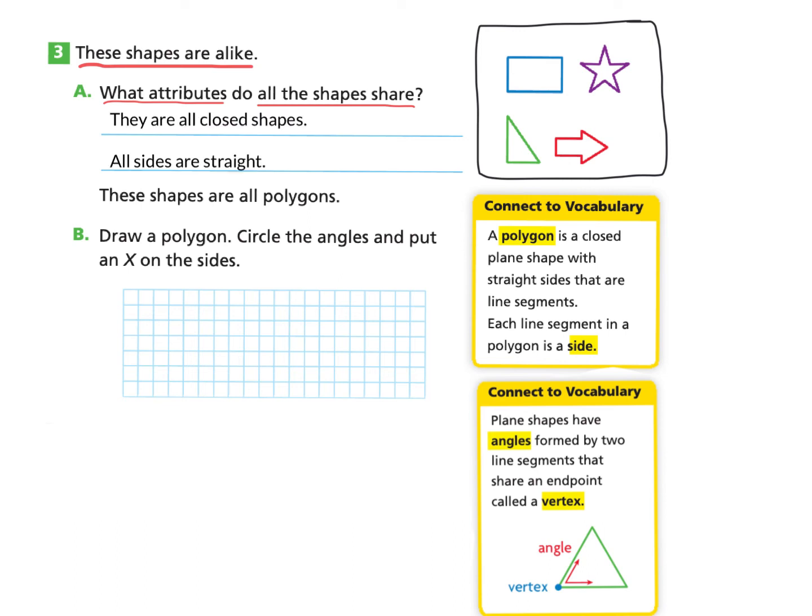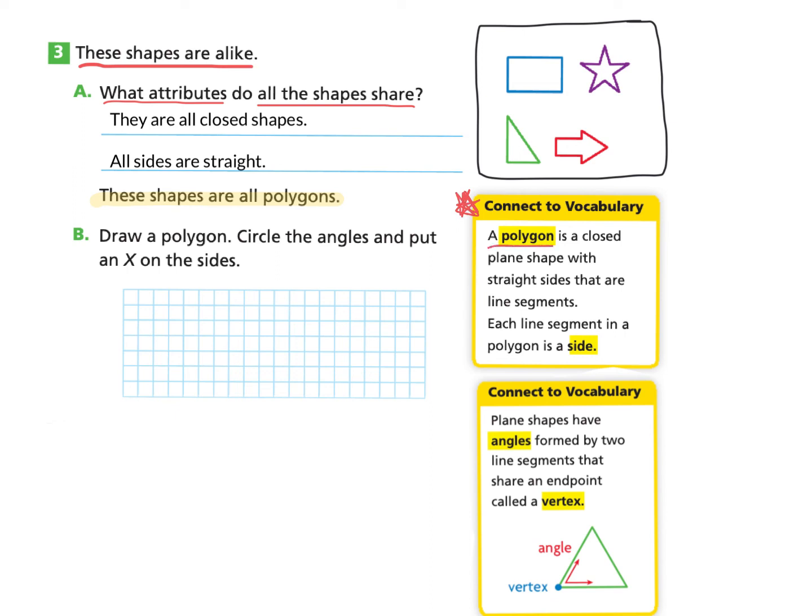The things I noticed are, first, that they are all closed shapes. There are no open shapes in these four, and all the sides of these shapes are straight. They don't have any curved paths. They're all straight. Then we read that these shapes are all polygons. Well, what's a polygon? We need to go to our connect to vocabulary.